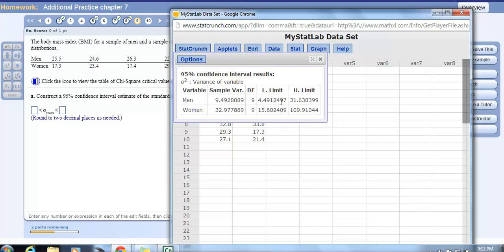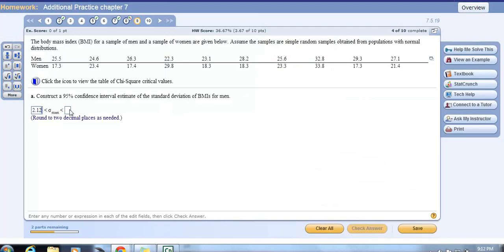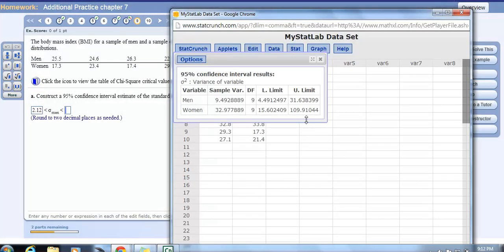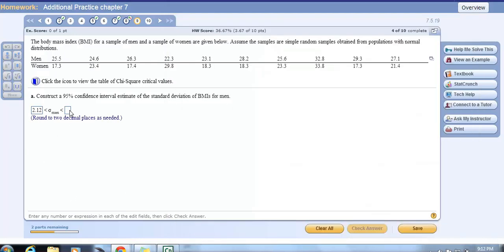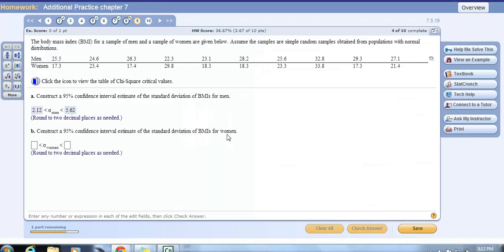So we're going to take the square root of 4.4912497, and we're going to say it's 2.12. Okay, on the other value, we're going to take the square root of 31.638399, and we're going to type that value into our answer box. 5.62. Check our work, do the same thing for women, and finish the problem.